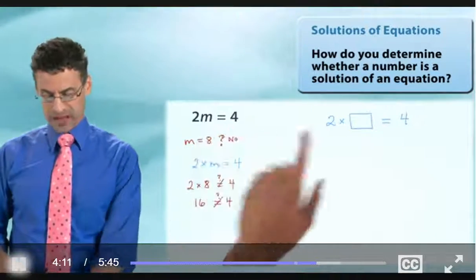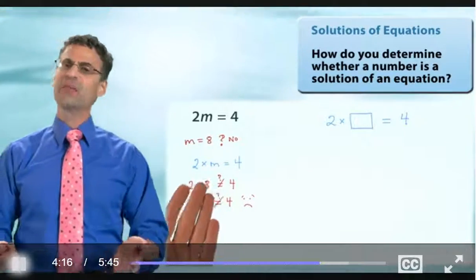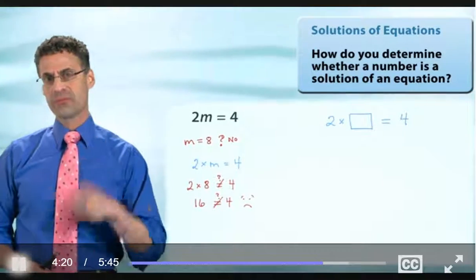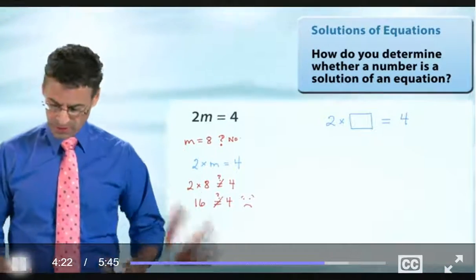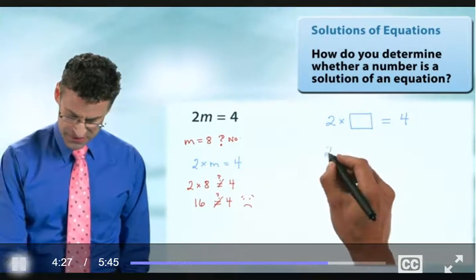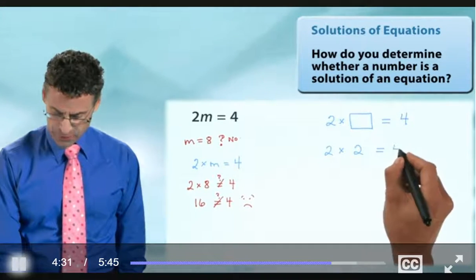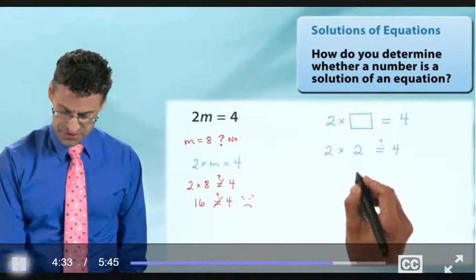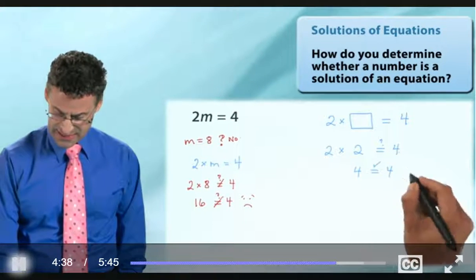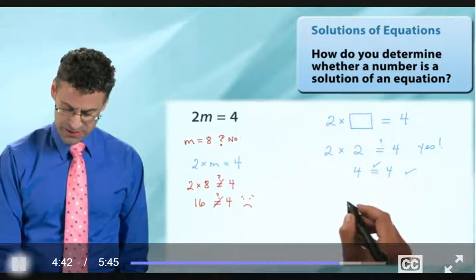Can we think of a number that when I multiply by 2, the answer is 4? Well, when you put it that way, actually, we can figure it out. What is a number that when I multiply by 2 gives me 4? Well, the answer would be 2. And we can actually check it for ourselves. If I take 2 and multiply it by 2, does that equal 4? Well, 2 times 2 is 4, and 4, in fact, equals 4. Ding! Yes.